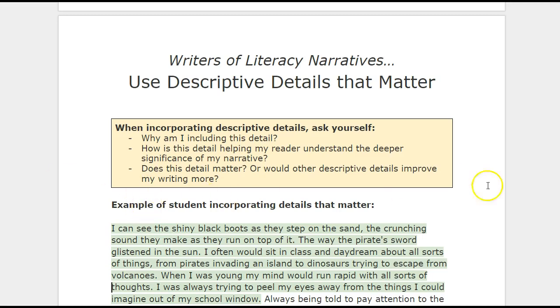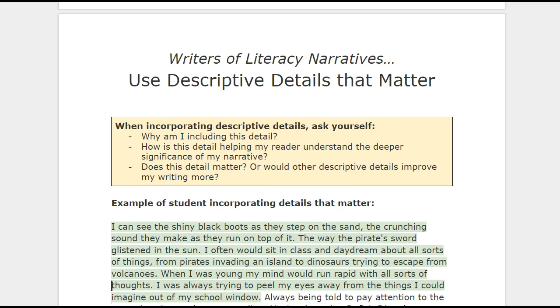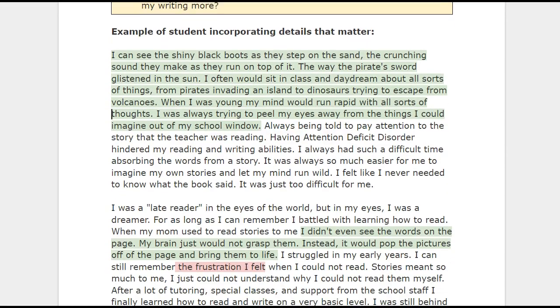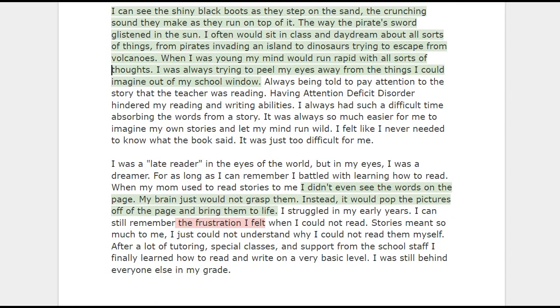Let's start by looking at a student example where descriptive details have been used well and where there's some room for improvement. Take some time, pause your video, and read over this student example, and when you're ready, push play again and come back.